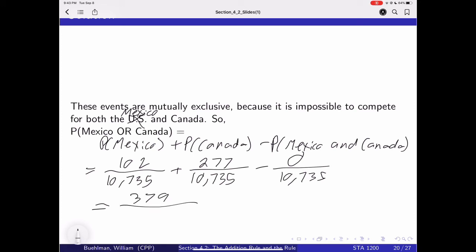So our probability that you represent Mexico or Canada is equal to 379 out of 10,735, which is equal to 0.03531. So that is the probability that a randomly selected athlete will represent Mexico or Canada.